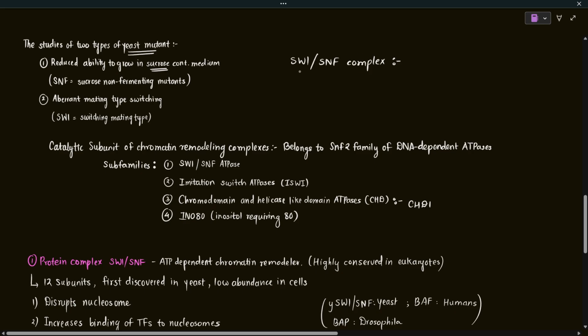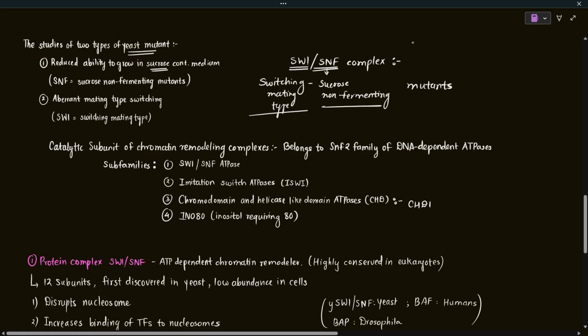The SWI in the SWI-SNF complex stands for switching mating type, and SNF means sucrose non-fermenting mutants. So the complex was found in switching mating type mutants and sucrose non-fermenting mutants, and that's why the complex is named after that. So the complex is known as the SWI-SNF complex nowadays.